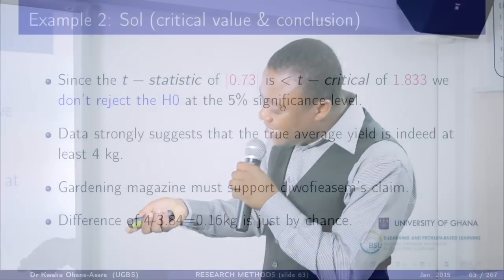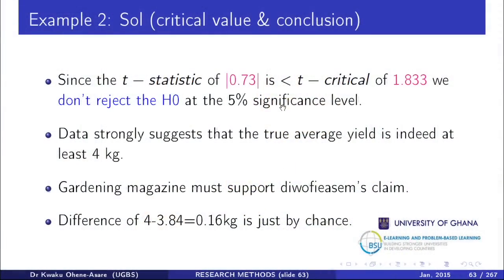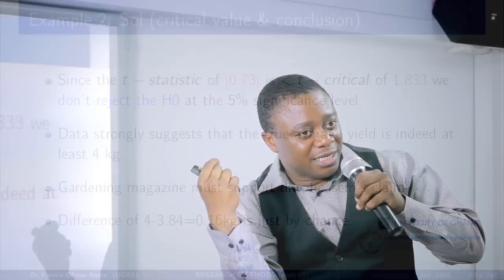You see, if the difference is so wide, then you would say that it's not by chance. So this story of is it by chance or is not by chance could be very tricky. Okay, the difference of 0.16, because you are holding on to that guy's claim, even though you had a bit of difference. Okay, you had a bit of difference. You had 3.84. He is claiming that is 4. So you've got a difference of 0.16.